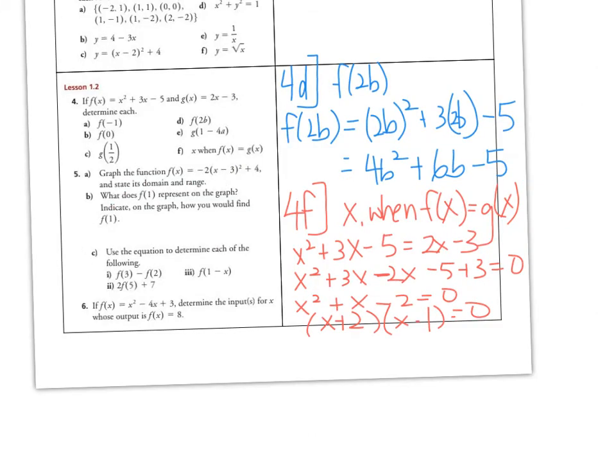Okay, so what I've done is I've set the first function equal to the second function. I brought over the 2x, became minus 2x. I brought over the minus 3, became a plus 3 to make it equal to 0. I simplified by collecting like terms, x squared plus x minus 2. I factored, so the final stage is just stating what x is. So x could be negative 2 to make this equation 0, or x could be 1.